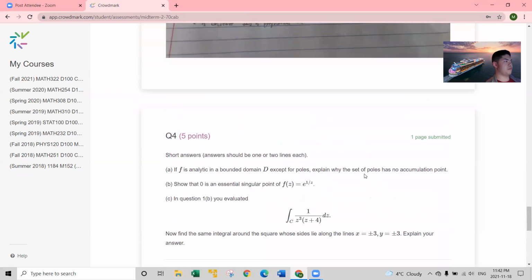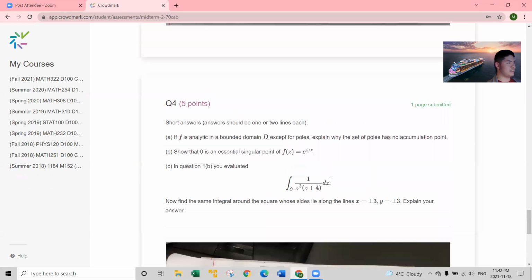Question 4. A: If f is analytic in a bounded domain D except for poles, explain why the set of poles has no accumulation points. B: Show that 0 is an essential singular point of f(z) equals e to the power of 1 over z. And C: in question 1b, you evaluated this integral. Now find the same integral along a square whose sides lie along the lines x equals plus or minus 3, y equals plus or minus 3.